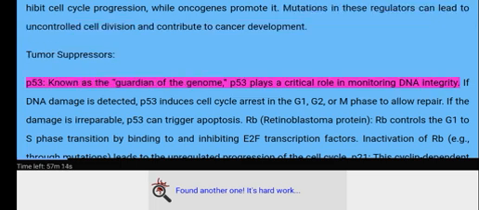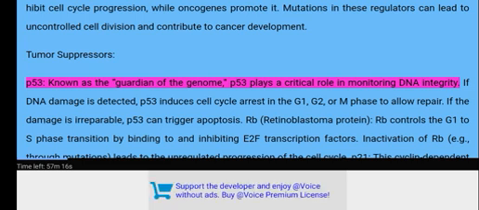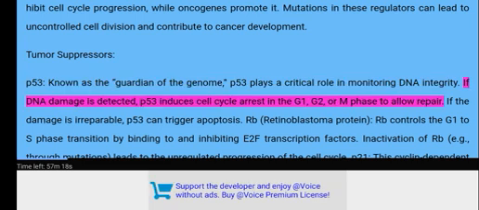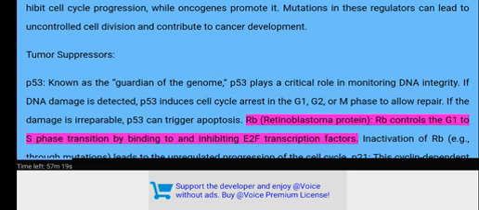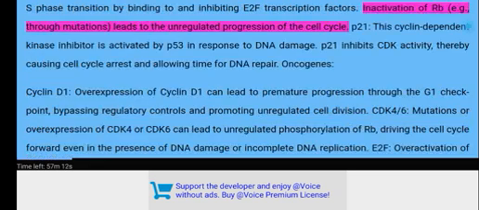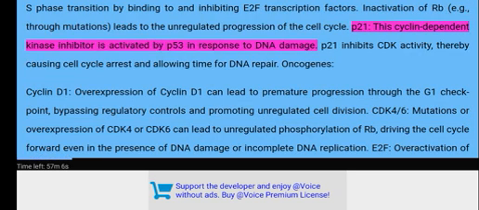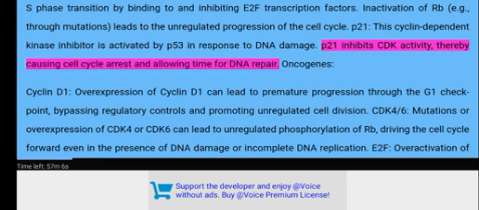Tumor suppressors. P53, known as the guardian of the genome, plays a critical role in monitoring DNA integrity. If DNA damage is detected, P53 induces cell cycle arrest in the G1, G2, or M phase to allow repair. If the damage is irreparable, P53 can trigger apoptosis. RB, retinoblastoma protein, controls the G1 to S phase transition by binding to and inhibiting E2F transcription factors. Inactivation of RB, e.g., through mutations, leads to the unregulated progression of the cell cycle. P21, this cyclin-dependent kinase inhibitor, is activated by P53 in response to DNA damage. P21 inhibits CDK activity, thereby causing cell cycle arrest and allowing time for DNA repair.